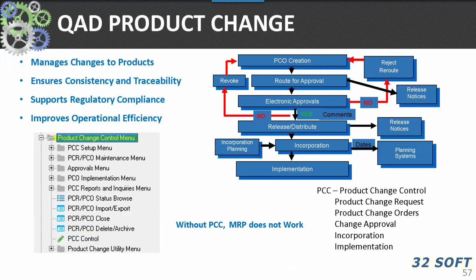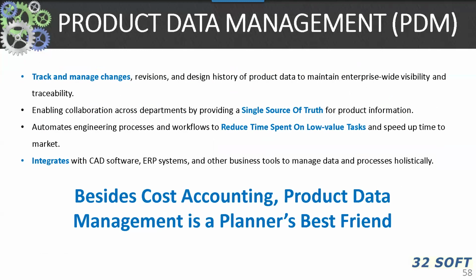Product change. All things in your manufacturing environment change. It's critical that you control the change process to ensure MRP is generating the most accurate results. The PCC module is a critical part of QAD's ERP, MRP software. All things in your manufacturing environment change. It's critical that you control these changes. Without PCC, MRP does not work.